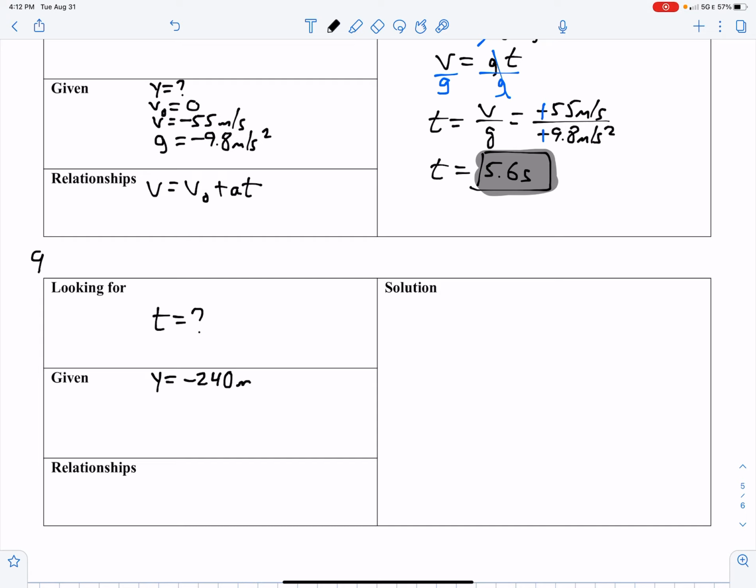We do not know v, the speed at which it fell. We do know that it dropped from rest, and we do know g is negative 9.8 meters per second squared. So looking for a formula that has t, y, v naught, and g, go ahead and pause the video and select the correct equation.